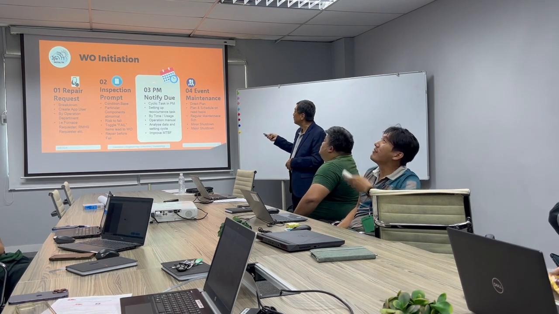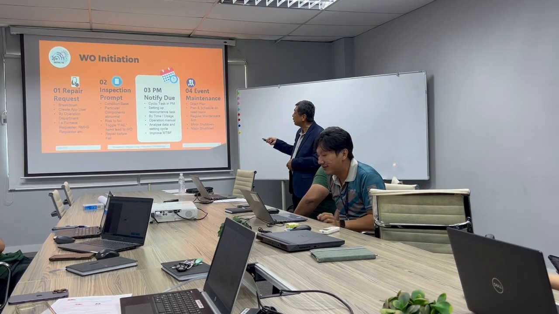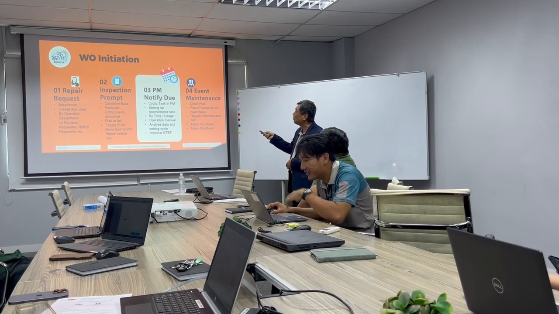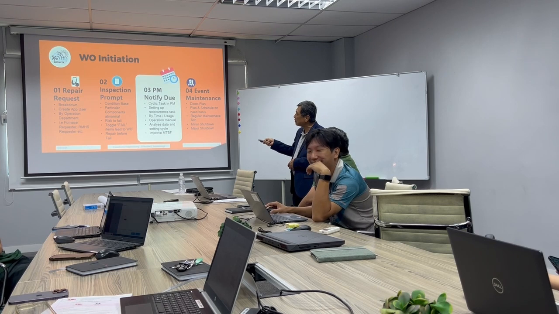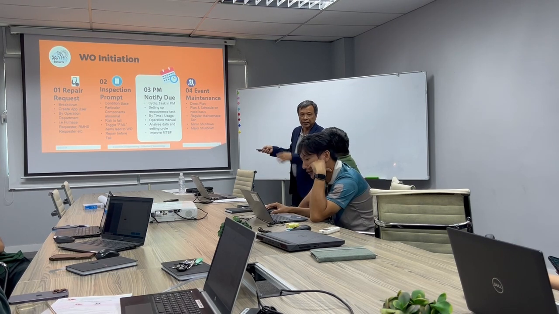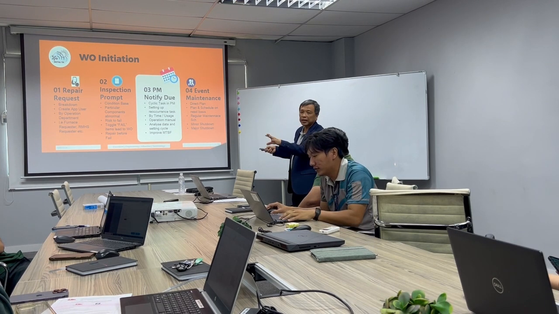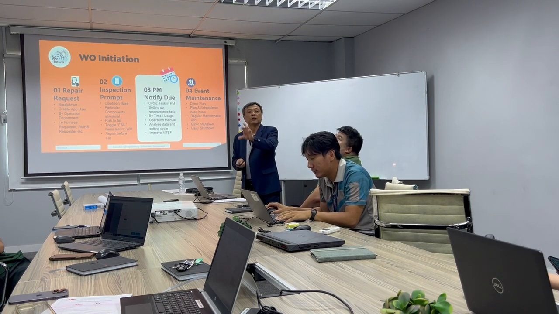So we have three ways of doing a work order initiation. One way is directly repair request, breakdown to request. So we create a specific account for the requester.